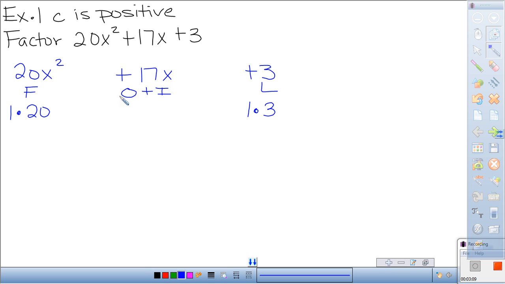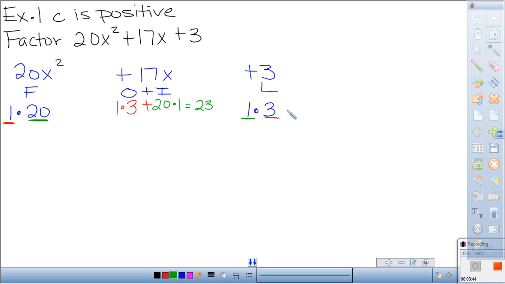So remember that O stands for outer and I stands for inner. So I'm going to do my outer. 1 is on the outside and 3 is on the outside. So I do 1 times 3 plus, then I'll do the inner. 20 is on the inside and 1 is on the inside. So we do 20 times 1. Then we need to see if this result adds up to give us 17. So let's add it together. 1 times 3 is 3. 20 times 1 is 20. 20 plus 3 is 23.